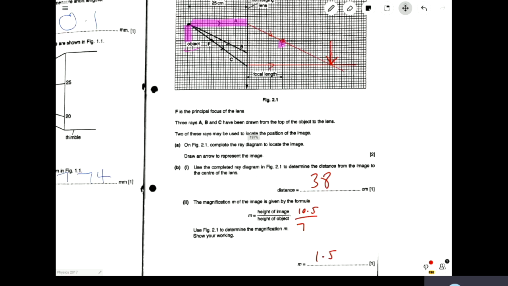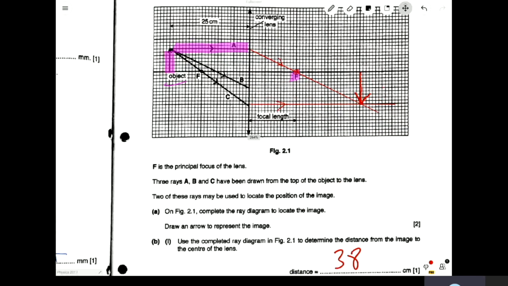Magnification. Measure the thing. It says that this is 10.5. Measure is 7. So you take 10.5 divided by 7, which is about 1.5. So the magnification is about 1.5 times. That means you have to physically measure this one and this one. So this is 10.5 and this is 7.